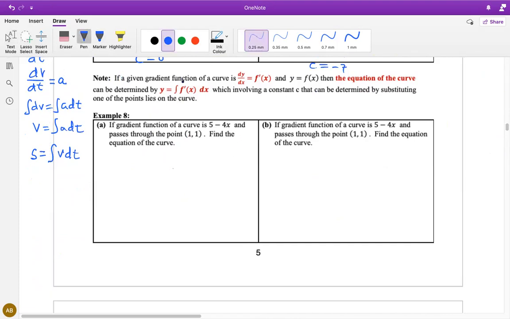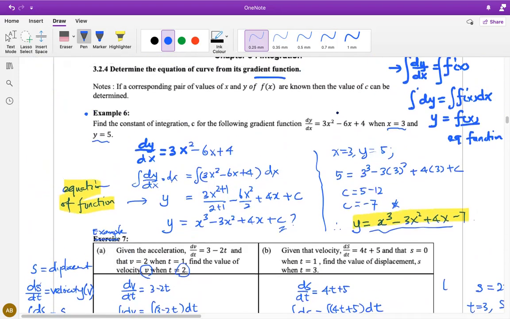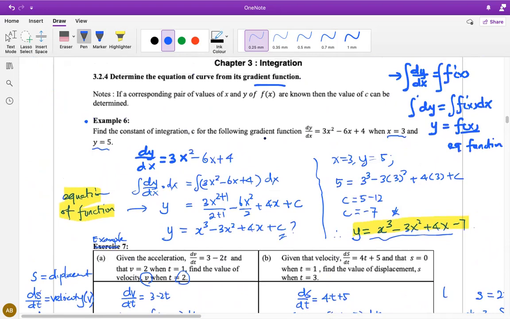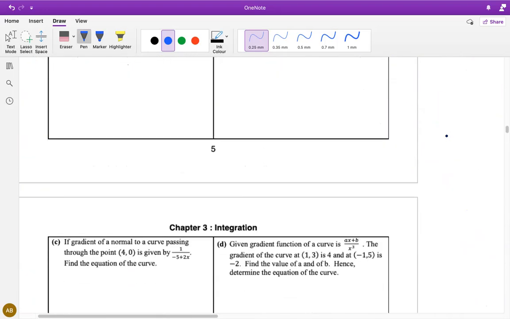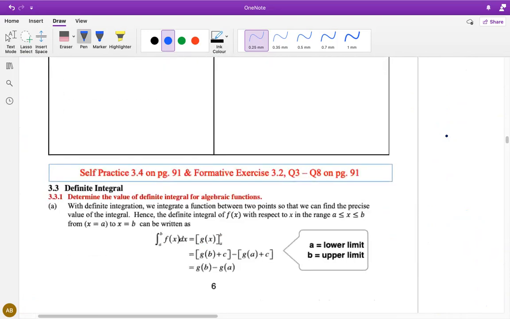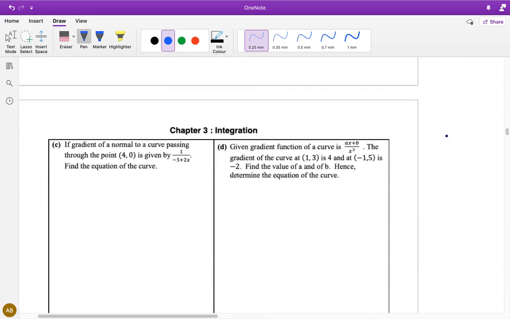Okay, so now example 8. If given a gradient function dy/dx, which is f prime x, that's now already shown how to get y equals f(x). So the equation of the curve can be determined by y equals the integral of f prime x dx, right? This one you have to know, and it involves a constant c that can be determined by substituting one of the points that lies on the curve. Example 6 is already given here, right? So let's go into detail. There are A, B, C, D, E, F, and then you will do your exercise.